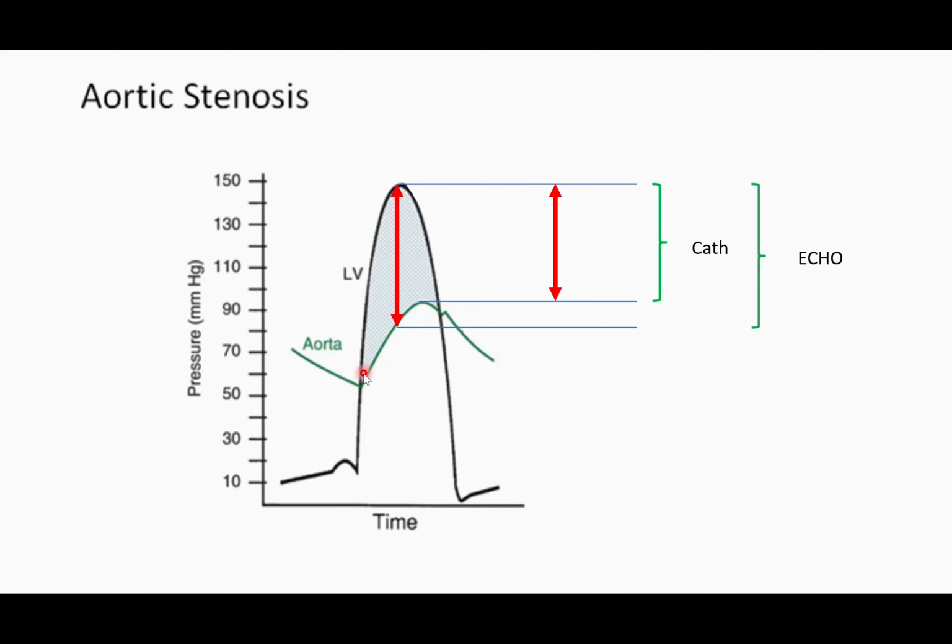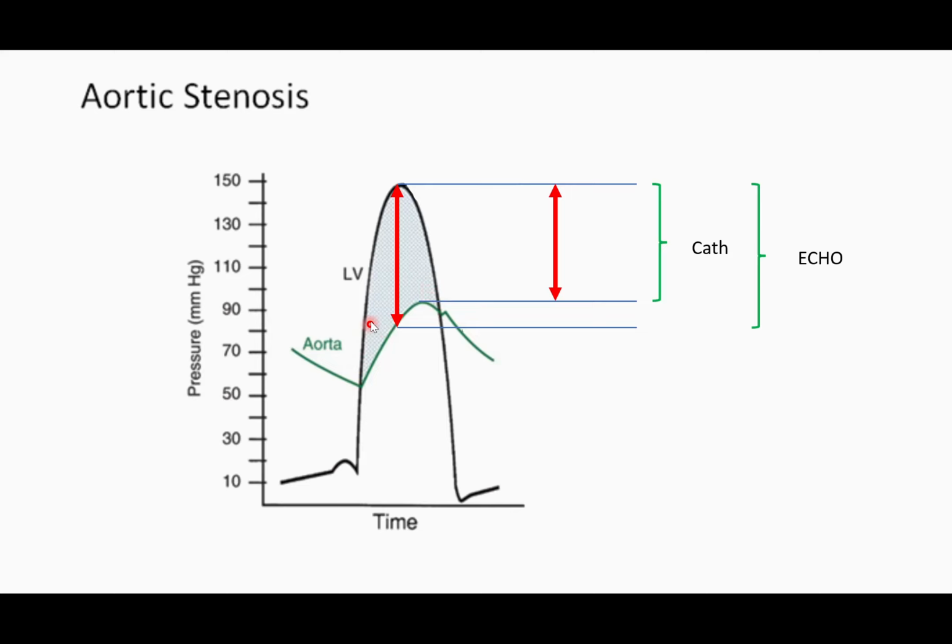So we measure the gradient across the aortic valve instantaneously. We start with this, the shaded area. We start with this gradient, and then the gradient rises to the peak. This is the peak gradient, the maximum difference between the two waves, and then the wave decreases until it stops. So the echo measures this difference and not this difference. So the echo overestimates the difference between the peaks.